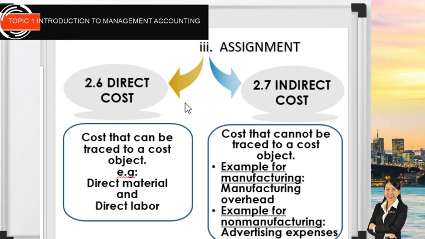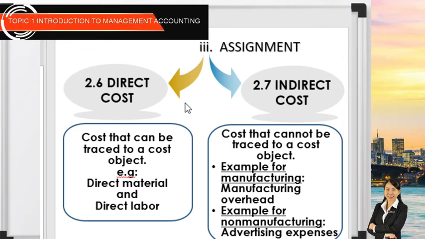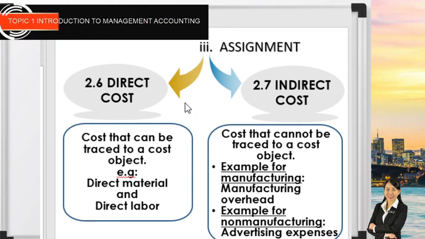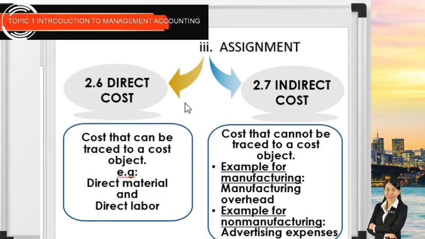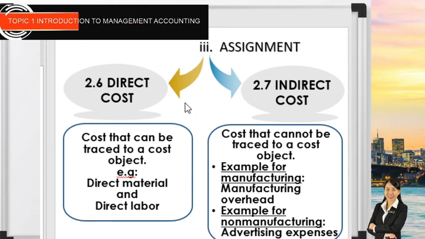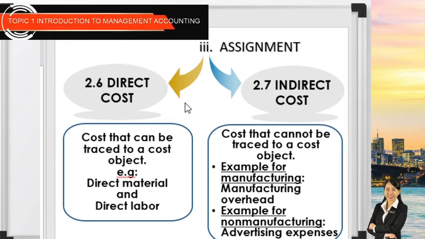Example, for this end product, a table, we know how much raw material we need to incur to our product. We know how much labor is involved in making our product.